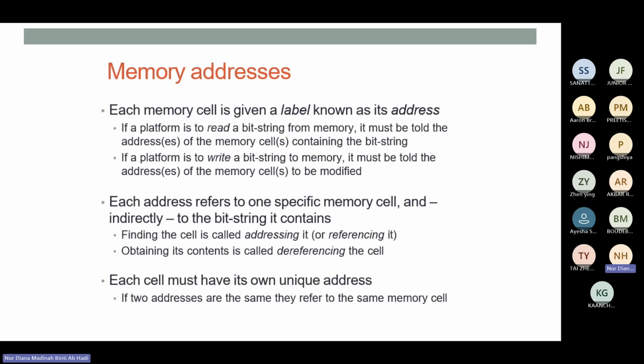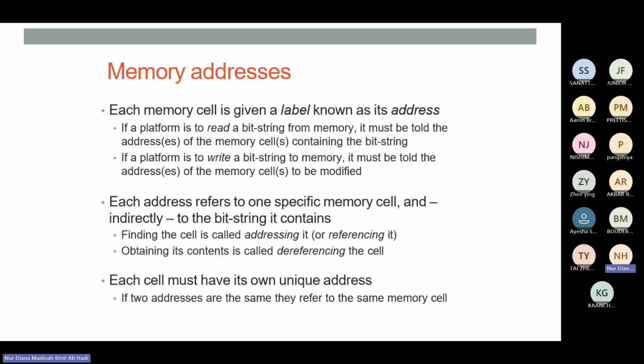Okay, so if a platform is to read the bit string from memory, it must store the addresses of the memory that contain the bit string. If it is asked to write, it must store the addresses of the memory site that needs to be modified. Each address refers to one specific memory cell and indirectly to the bit string it contains. Finding the cell is known as addressing or referencing it.